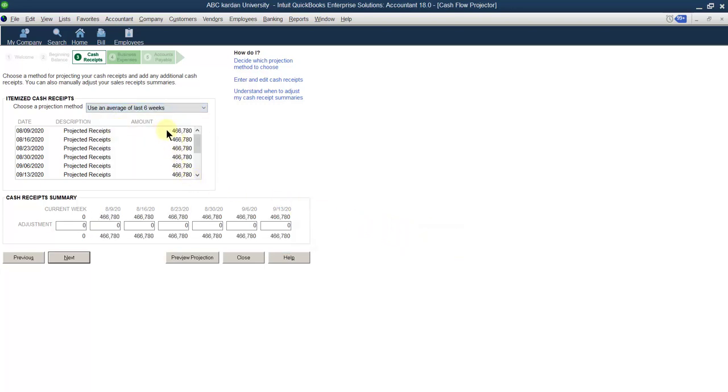If you say the average for each month, it will be 4,66,700 each. The amount will be the same. This is the next method.